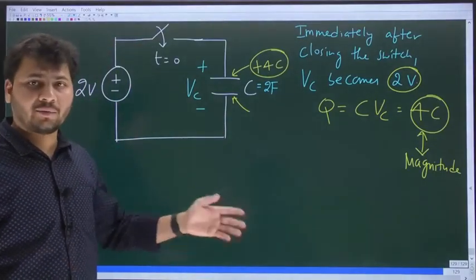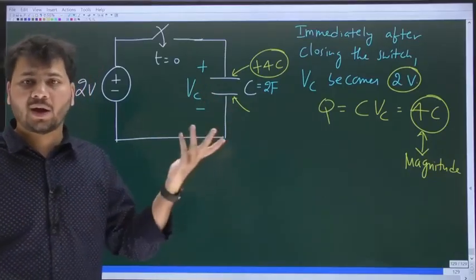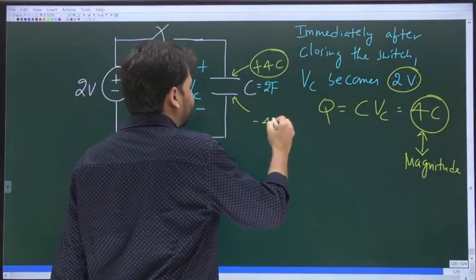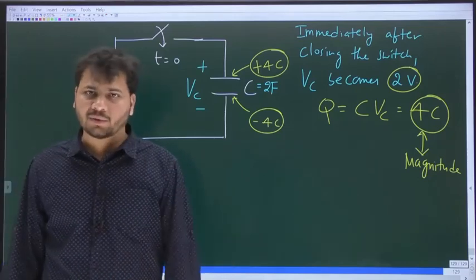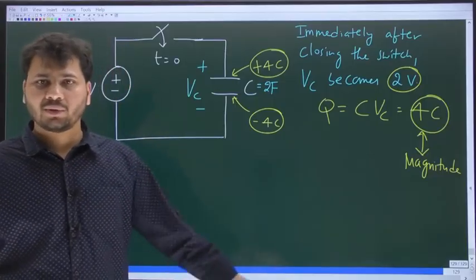In the same way, what is the amount of charge stored on the bottom plate? The bottom plate is negative, and a negative plate will carry negative charge. The top plate is positive, and a positive plate will carry positive charge. So will the charge on the bottom plate not be minus 4 coulombs? The top plate has plus 4 coulombs of charge, and the bottom plate will have minus 4 coulombs of charge.